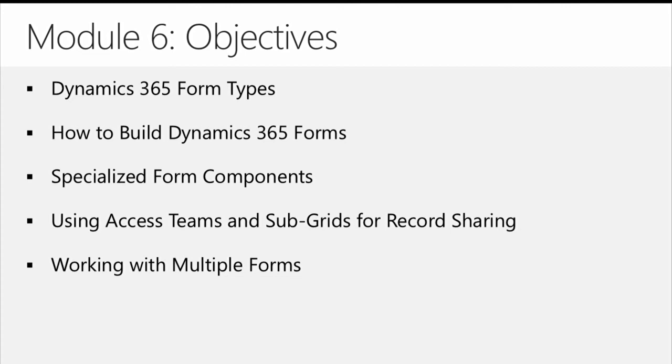We're going to show you how to use access teams and subgrids to facilitate record sharing within the application so it's easier for users to share out records within that scenario. And then we're also going to show you how to do things like multiple forms. So based upon who individual people are, you could actually target forms based upon their role and make the information that they're seeing on those forms much more useful based upon who they are.